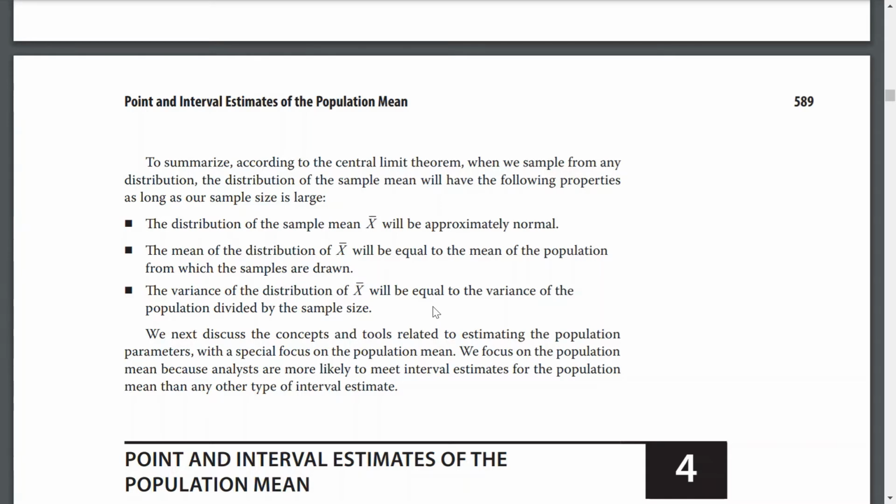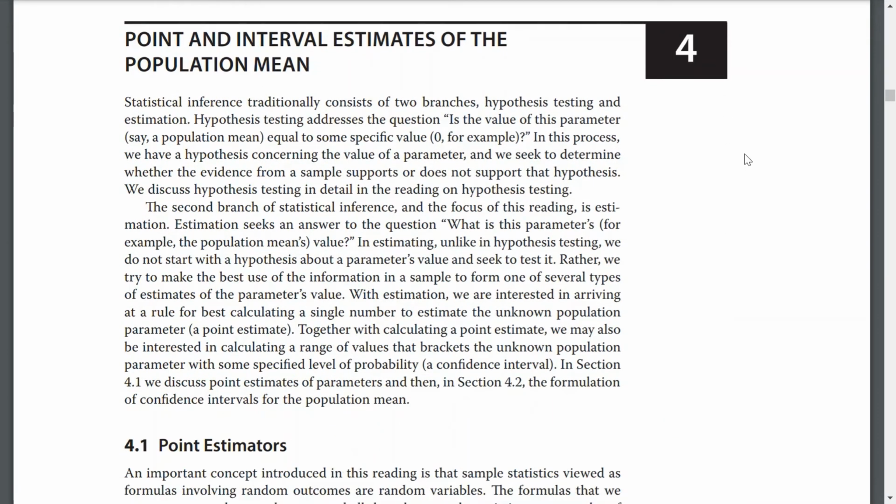We next discuss the tools related to estimating the population parameters, with a special focus on the population mean. We focus on the population mean because analysts are more likely to meet interval estimates for the population mean than any other type of interval estimate. Next we have the point and interval estimates of the population mean.